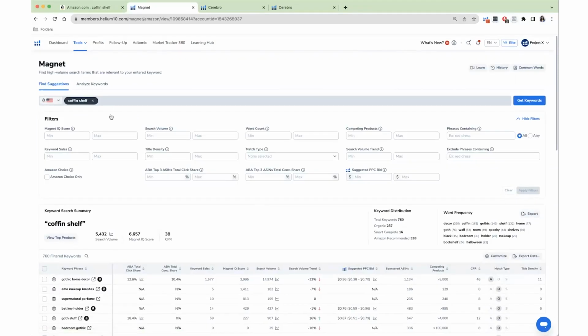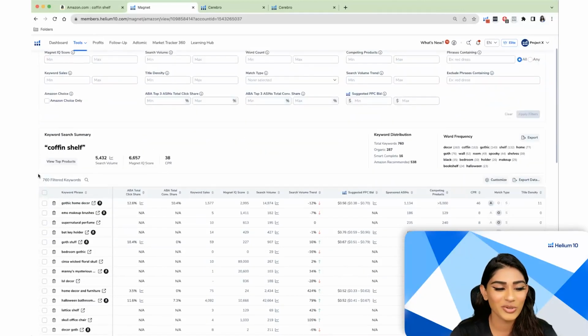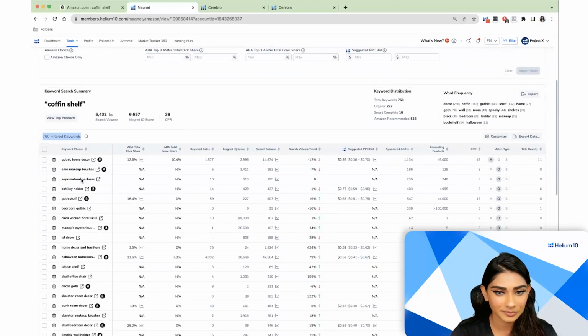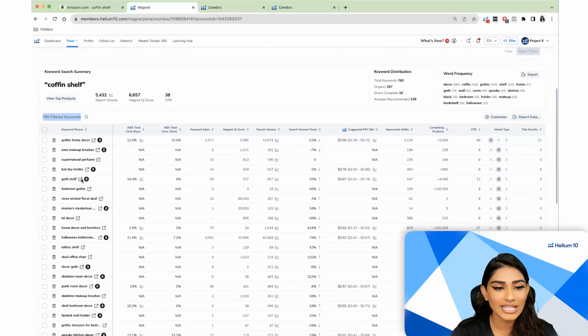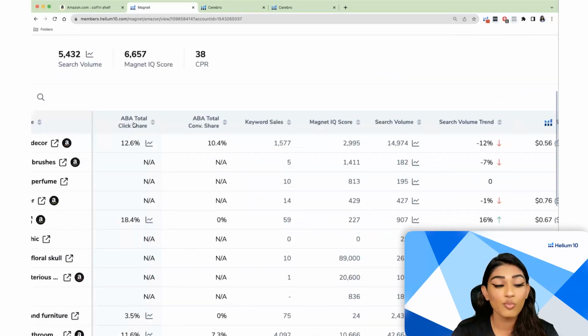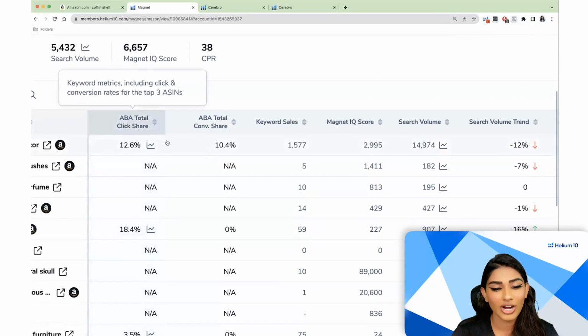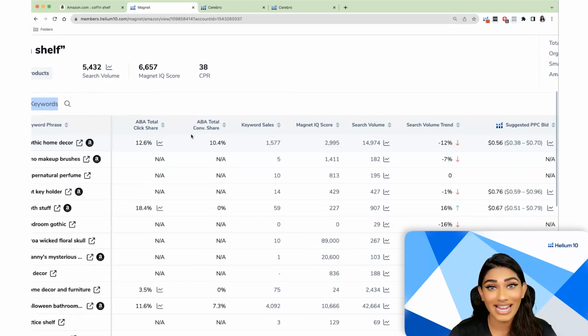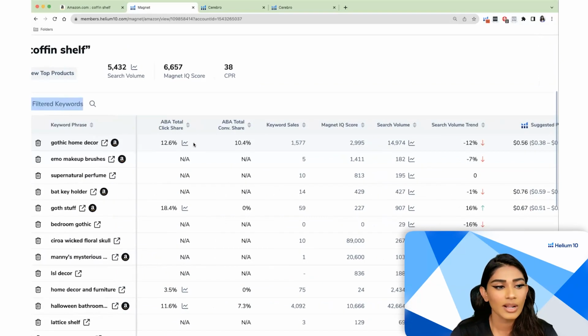So once we type in a keyword, we have "coffin shelf" inputted and you get the output. You can see that we have 760 filtered keywords. And so for this single keyword, now you have a lot of additional information, right, guys? You will be seeing ABA, total click share, and conversion share if you are brand registered and you have that connected to your Helium 10 account. So not everyone might be able to see this information, but if you do, that's awesome.